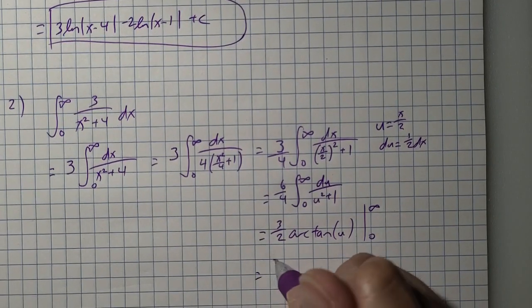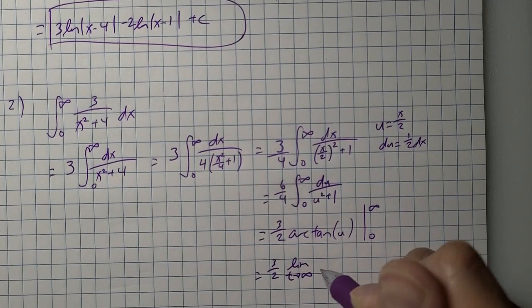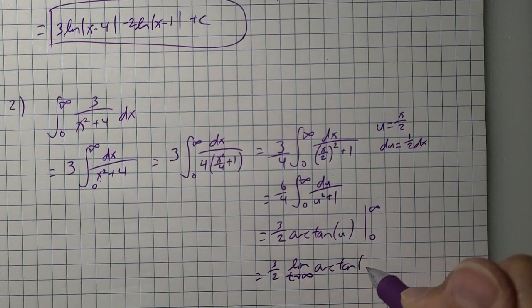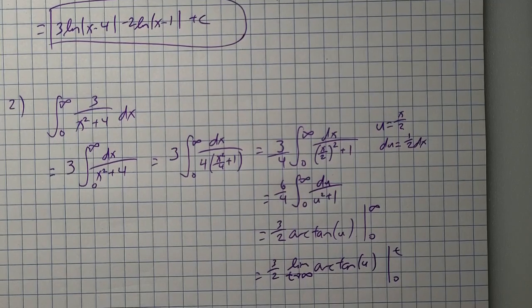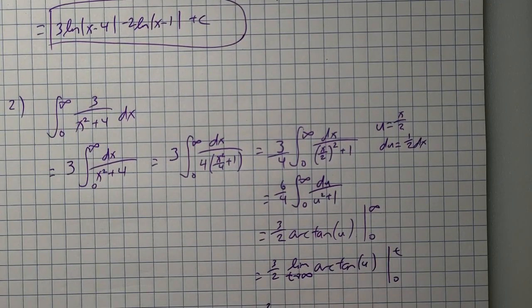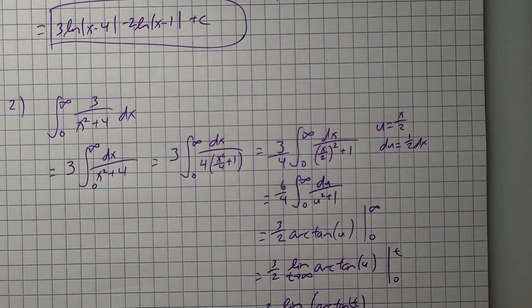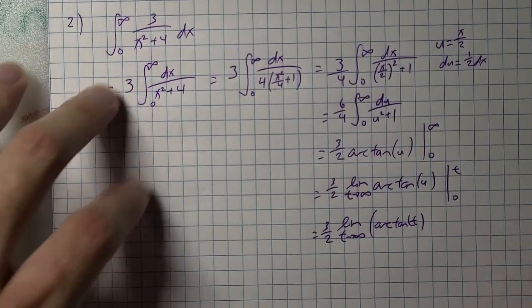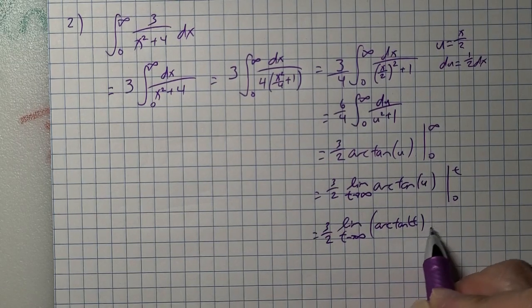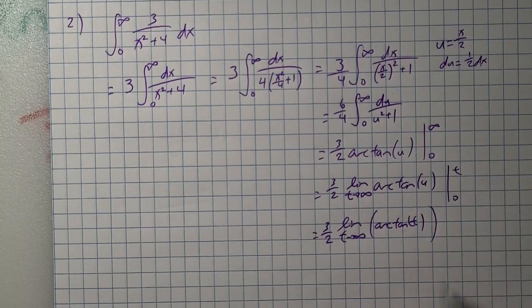We can rewrite this as 3 over 2 limit, this is the proper notation, t goes to infinity, of arctan of u from 0 to t. Okay, so we would get 3 over 2 limit as t goes to infinity. We do the fundamental theorem of calculus. Arctan t minus arctan 0. Let me shift like that. Arctan t minus arctan 0, that's the fundamental theorem of calculus. Arctan 0 is just 0. So we got this.